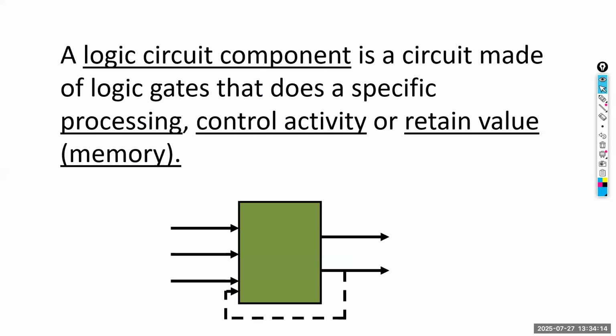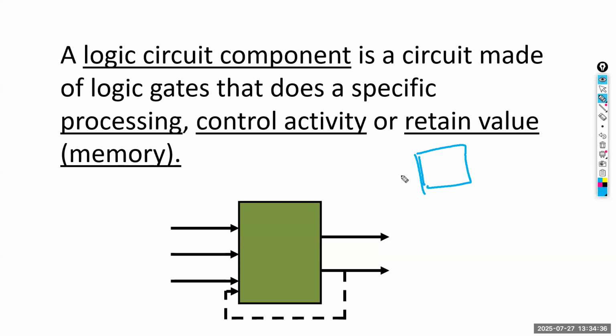That is, combinational components and sequential components. So basically, a circuit component is a circuit that does a well-defined task. Right? That does a well-defined task is called a component. So you know what a component is, right?